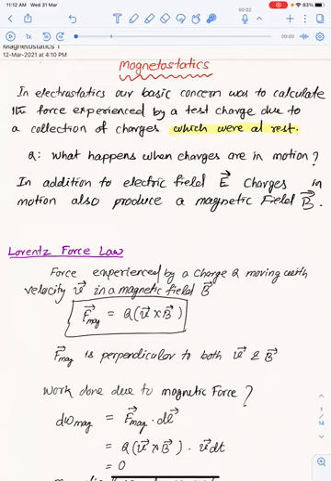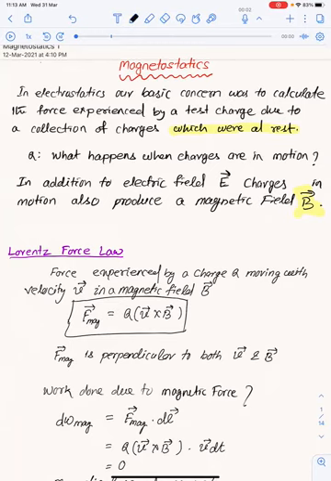Now, when a charge is in motion, in addition to the electric field E, charges in motion also produce a magnetic field B. This is the important point. So you have the electric field, and in addition to that, you also have a magnetic field if the charges are moving. In the coming 4 or 5 lectures, we are going to discuss all aspects of this magnetic field B. We are going to calculate the field due to a variety of charges in motion.